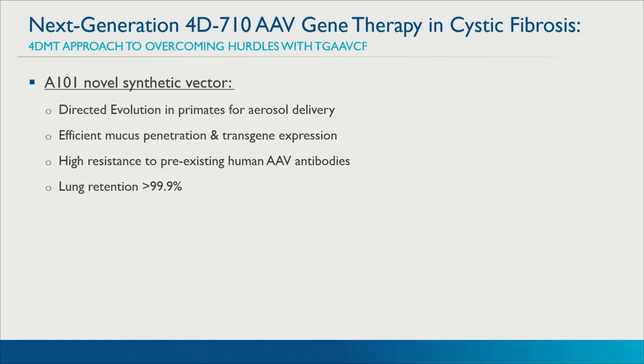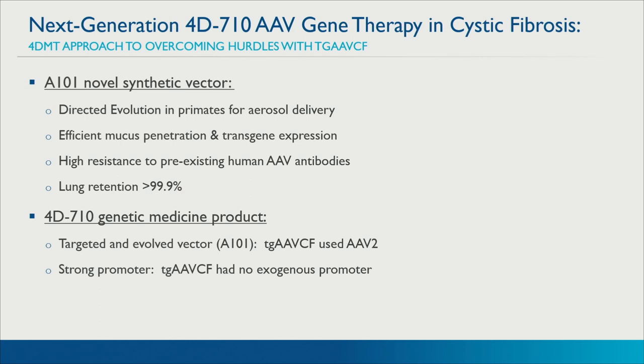So just to summarize the hurdles that should be overcome by the A101 vector compared to conventional therapy, it was developed through directed evolution in non-human primates for aerosol delivery with a commercially available nebulizer. There was efficient mucus production and transgene expression in these non-human primates. There was a high resistance to pre-existing AAV antibodies, and it was very specific for the lungs. So if you look at the 4D710 product, there is a targeted and evolved vector, again, A101, and the previous historical use was with AAV2. There was also, with this product, a strong promoter, whereas the conventional AAV therapy had no exogenous promoter.